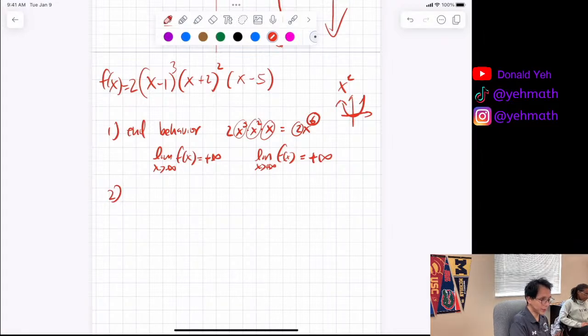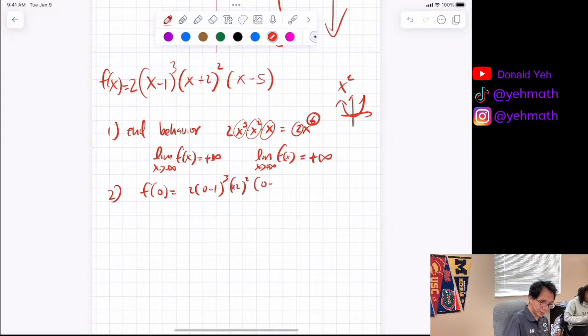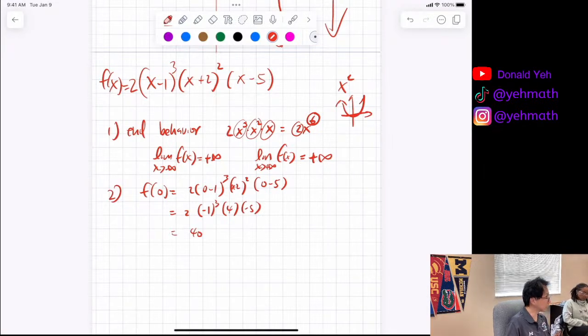Neo, can you tell me what the y-intercept is? Is it 40? Okay, so it's 40. So it'd be f of 0. That means 2 times 0 minus 1 to the third times 0 plus 2 squared times 0 minus 5. So it'd be 2 times negative 1 to the third times 4 times negative 5. It seems like that's going to give you 40. That's correct, right?